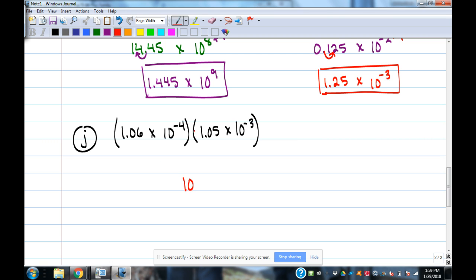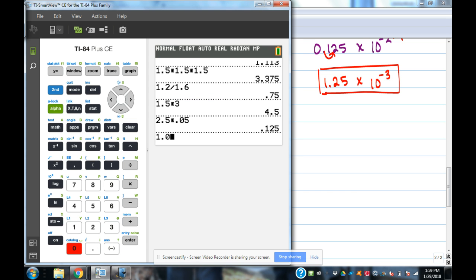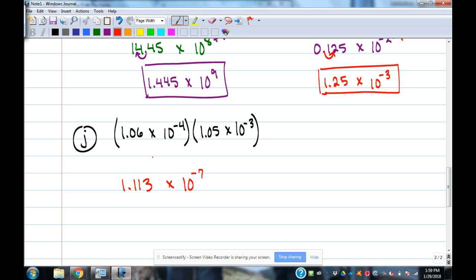So it's going to be 10 to the negative 4 plus negative 3, negative 7. And then multiplying 1.06 times 1.05, 1.113. Does that need to move any? No, it's already in scientific notation, so you don't have to move it. If it's zero or bigger than 10, you can't do it. You have to move it. That's exactly right.